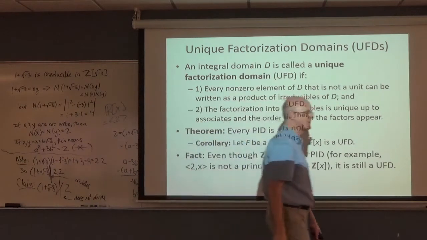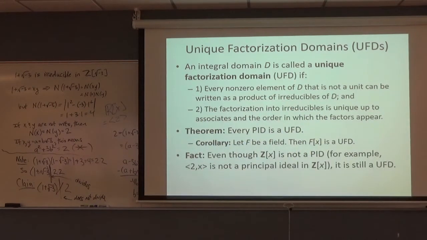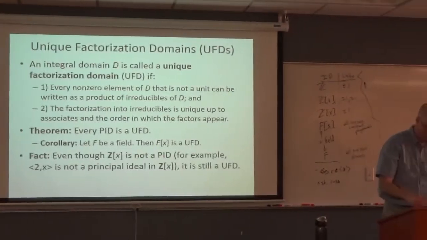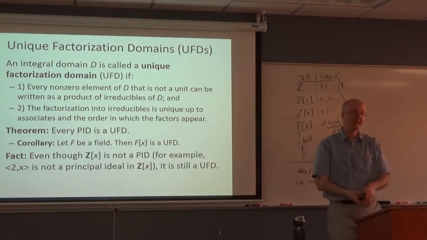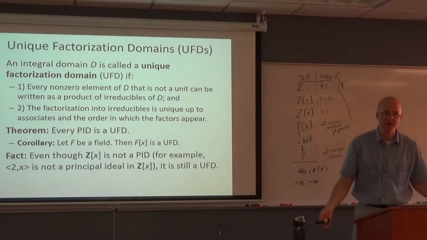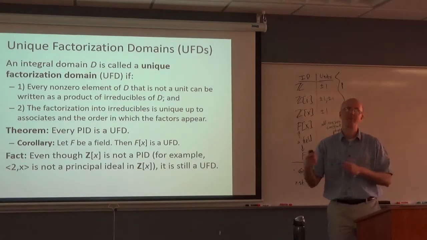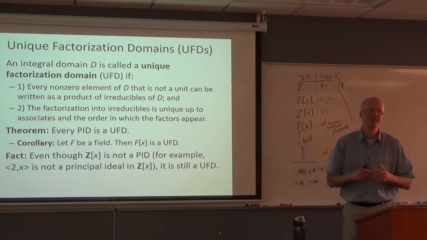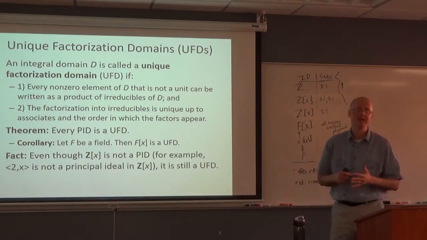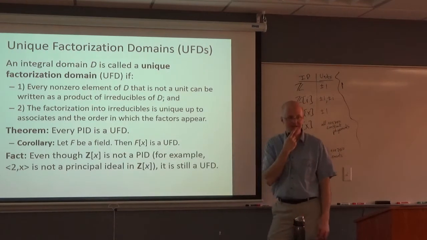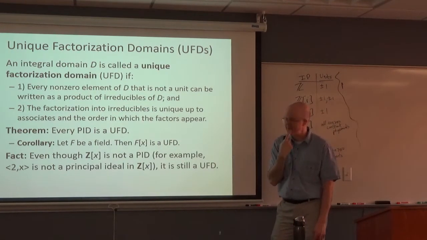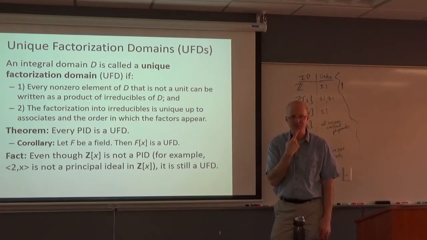You may remember from chapter 17, among all the other things in chapter 17, there was a discussion about unique factorization in Zx. Page 297, 298. And they had this application of unique factorization to weird dice. Okay. So in spite of the fact that it's not a PID, it is a UFD. There are unique factorization domains that are not principal ideal domains.